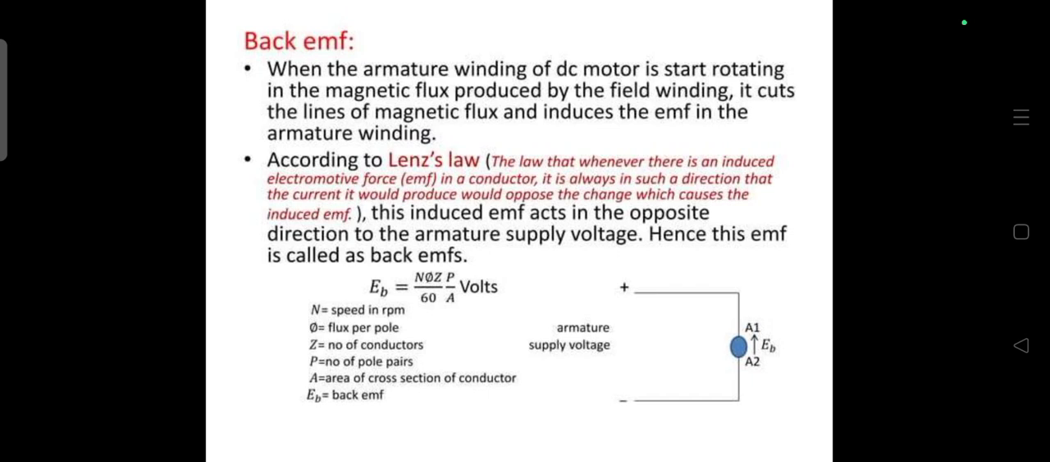Then the back EMF formula is Eb = N φ Z P / (60 A) volts. N means speed, φ means flux per pole, Z means number of conductors, P means number of poles, Eb means back EMF, A means area of cross section of conductor.